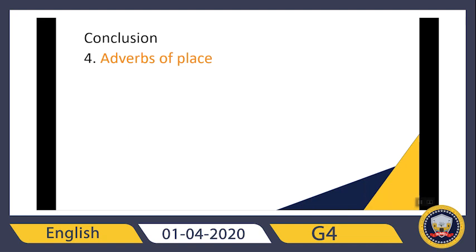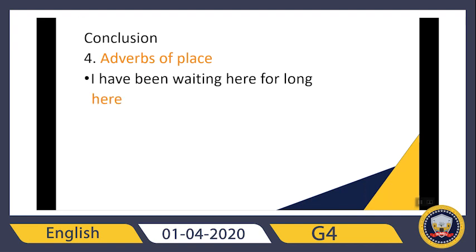Adverbs of place. I have been waiting here for long. So, where? Where is the place? Here. I have been waiting here for long, because here is part of the adverbs of place. So, here is the adverb in this sentence.